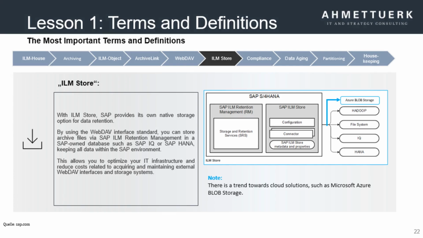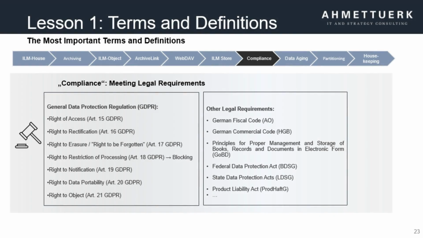In the context of SAP ILM, compliance means adhering to all relevant legal requirements. This includes the provisions of the General Data Protection Regulation, such as the right of access, rectification, erasure, or restriction of processing, as well as the right to data portability and the right to object. Beyond that, other legal regulations must also be observed, such as the German Fiscal Code, the Commercial Code, the GOBD, the Federal and State Data Protection Acts, or the Product Liability Act. All these regulations define how long and in what form data must be retained or deleted.